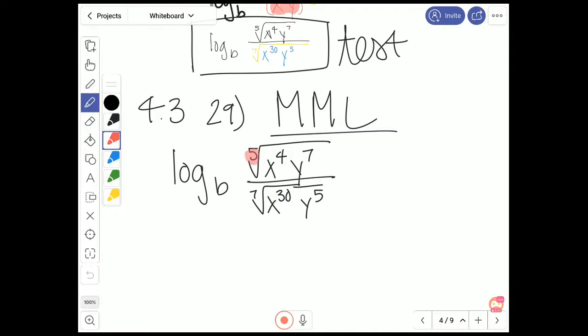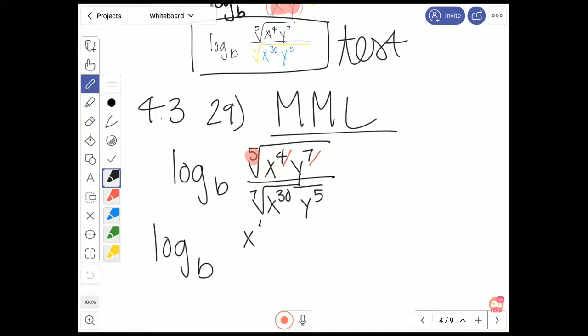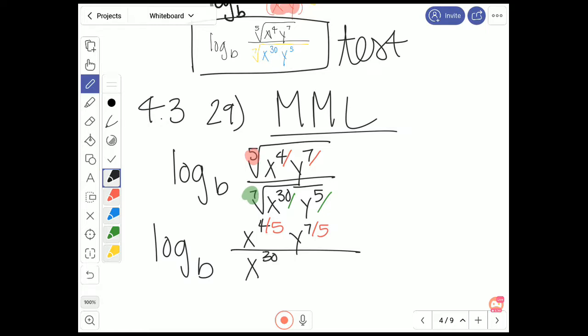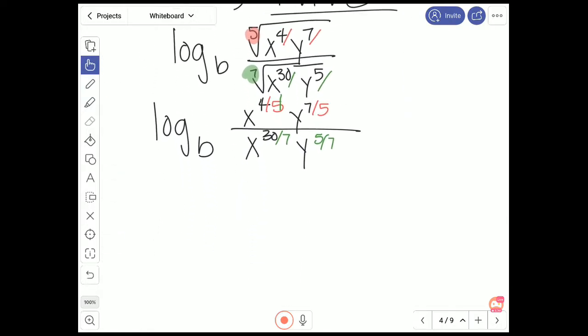Remember that my roots are really my denominator, so I'm going to put those underneath here. So the numerator will have the log base b of x to the 4/5 and y to the 7/5, divided by, here's my 7, and that 7 is going to go in the denominator there, so it'll be x to the 30/7 and y to the 5/7. And when we are dividing, we subtract our exponents.